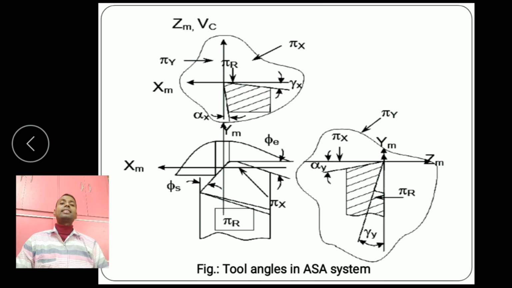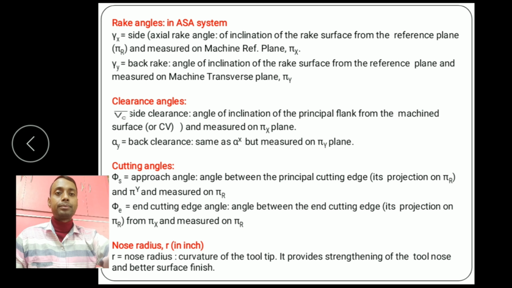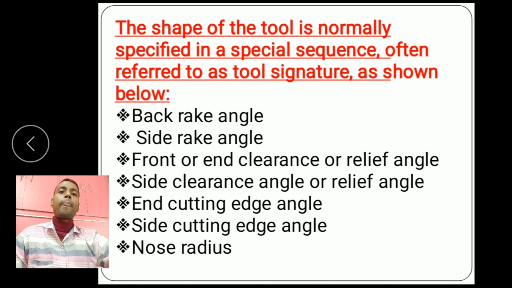And phi A is another plane, XY. If we cut the XY plane, we find another two angles. These are cutting angles: one is the approach angle phi S, and phi E is the end cutting edge angle. So this is the write-up: back rake angle, side rake angle, front or end clearance angle, side clearance angle or relief angle, end cutting edge angle, side cutting edge angle, and another one is nose radius.